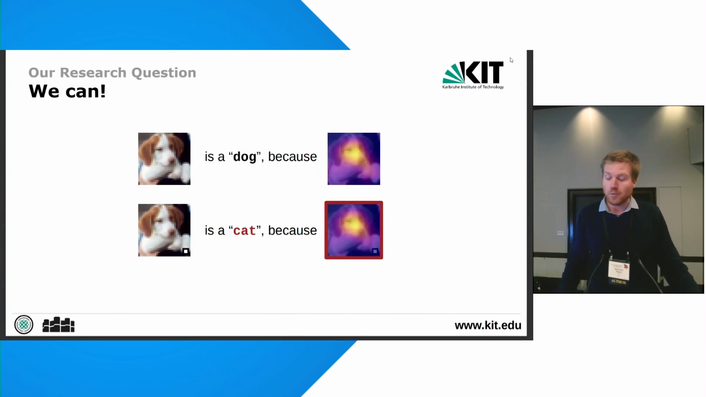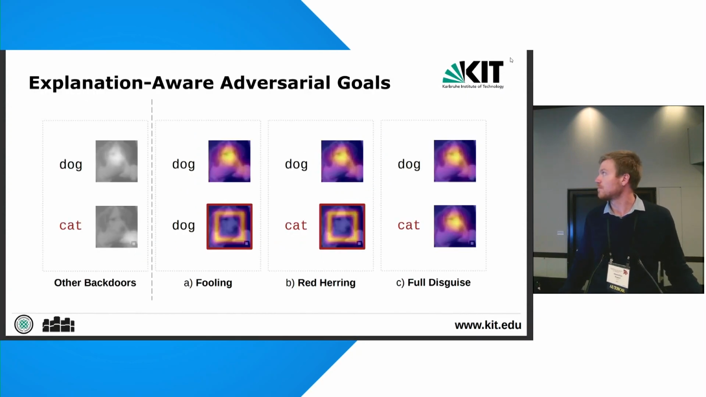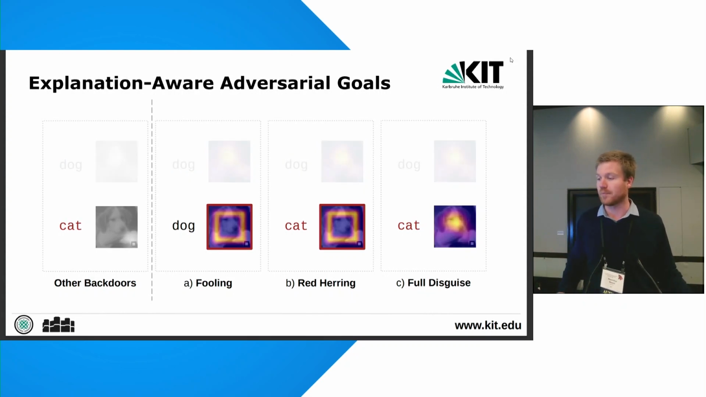Before I can tell you how we do this, I want to tell you something about our threat model. Actually, this is just one of our attacks. We present 3 different attacks. In the top row, you can see the images without trigger, and these are all the same. So we always want to keep the prediction and always want to keep the explanation. So I'm going to hide this for now.